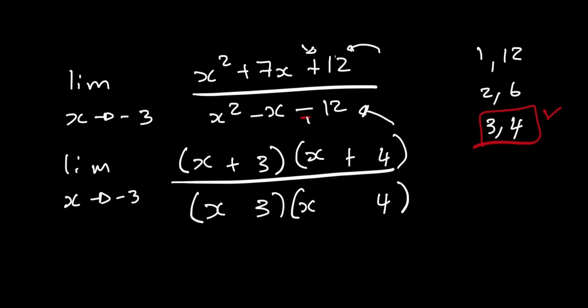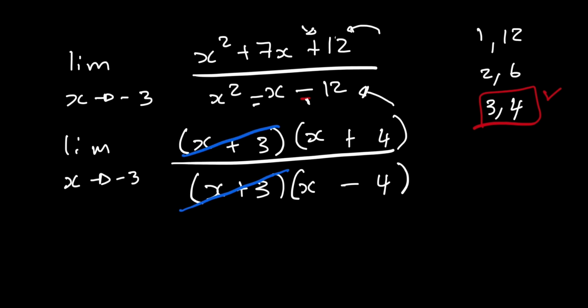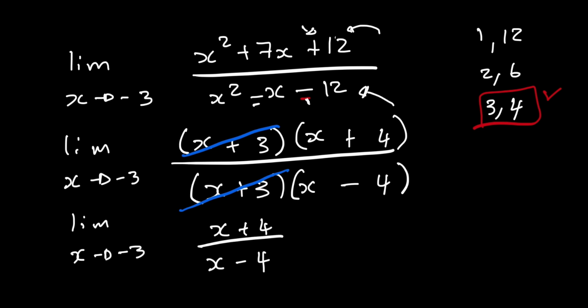But now if you look at the denominator, the sign is negative. That means the factors are going to have different signs. But now the bigger factor will take the sign of the middle term. So the bigger factor is 4, so it's going to be negative, and this is going to be positive. So after we have done that, we are going to notice that the x plus 3 is going to cancel out with the x plus 3. And therefore our expression is going to simplify and become x plus 4 all divided by x minus 4.